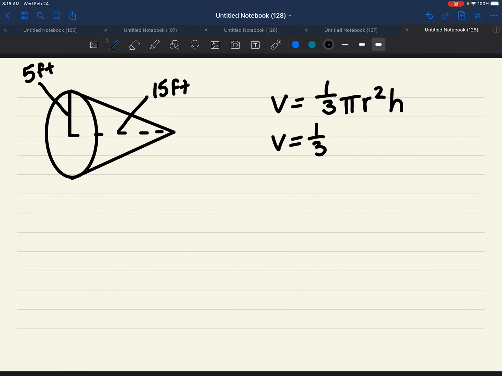What do I plug in for pi? 3.14. What about for my radius? 5 squared. Okay. And for the height? 15. Very good. Okay. Can you type that whole thing into your calculator? Yes. So 1/3 times pi times 5 squared times 15.